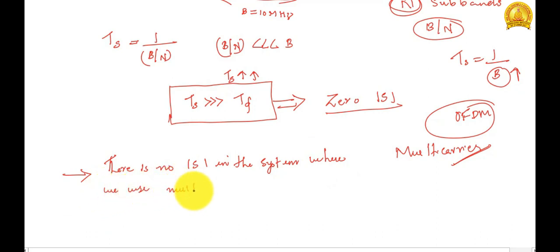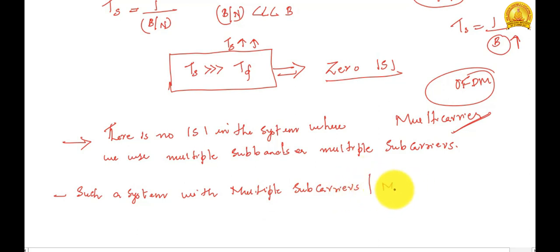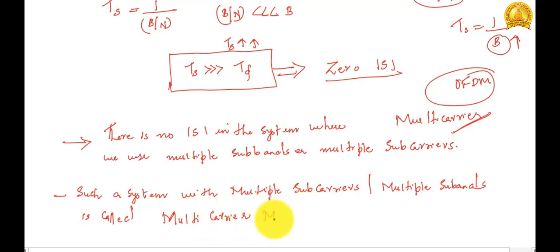where we use multiple subbands or multiple subcarriers, and such a system with multiple subcarriers or multiple subbands is called a multi-carrier modulated system, or MCMS system.